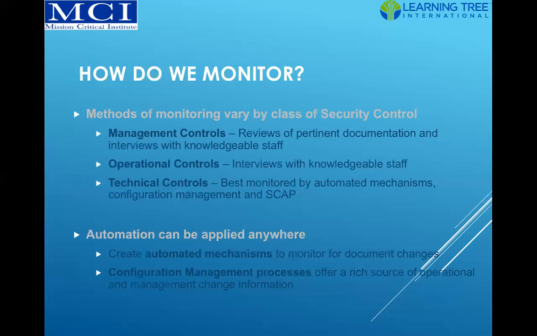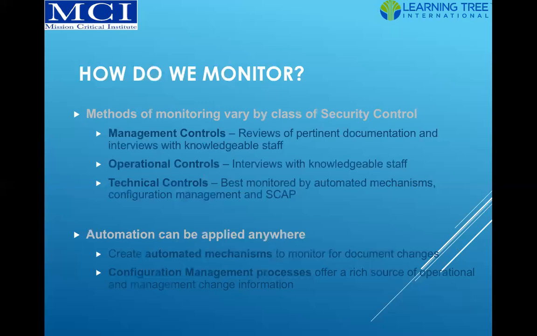Methods of monitoring vary by class of security control. Management controls: reviews of pertinent documentation and interviews with knowledgeable staff. So management controls like policies, you would want to put that in the continuous monitoring plan as something that you would check annually and have signed off that it was checked. Operational controls: in order to do this, you would conduct interviews with knowledgeable staff.